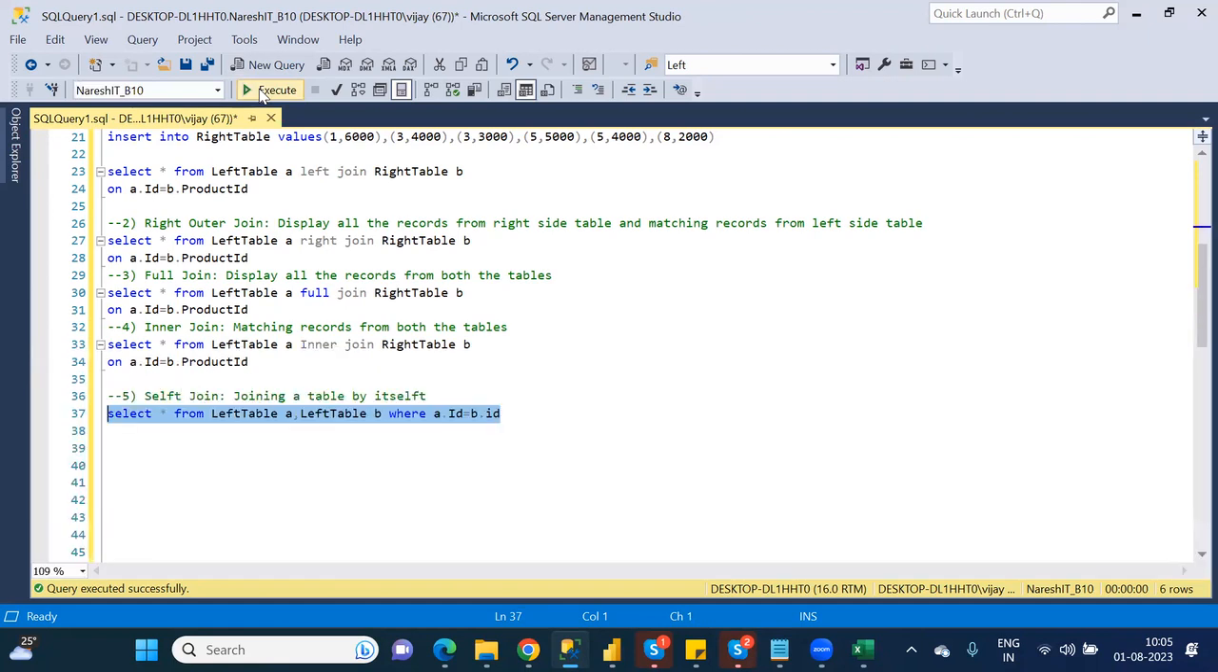Vijay, that means whatever matching records are in both the tables, only those it will display. Then what is the use of self join? Suppose you're working in an organization. Who is your manager? How can you say? By using self join only, we can identify it.